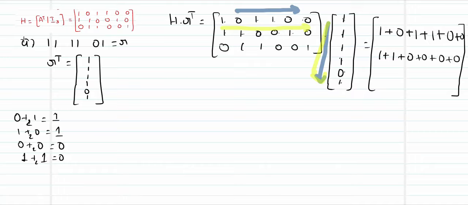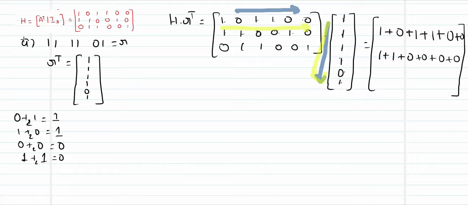Now we move on with our third row over here, and the same column over here. 0 into 1 is 0, 1 into 1 is 1, 0 into 1 will be 0, 0 into 1 is 0, 1 into 1 is 1, 1 into 1 is 1, 0 into 1 is 0, 0 into 0 is 0, 1 into 1 will be 1.